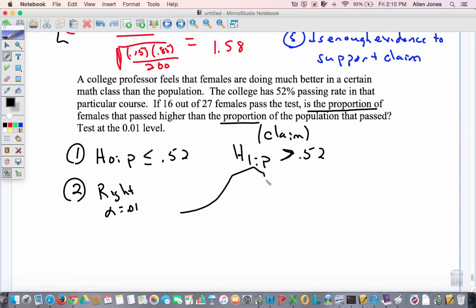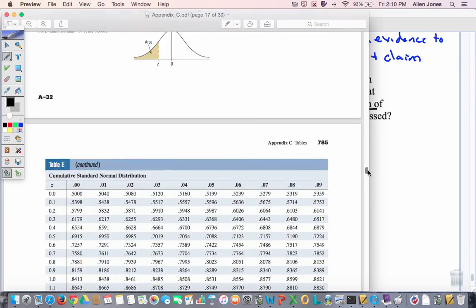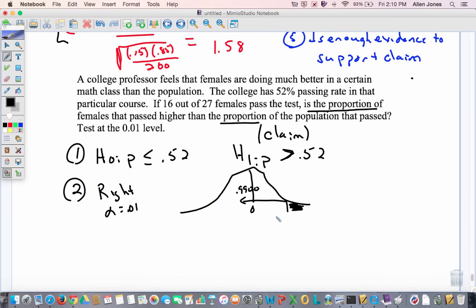Alpha is 0.01. So on our curve here, 0.01 is this shaded area out here, which means from here down is 0.9900. So we'll go to our table and find 0.9900. And that number closest to is 0.9901. That would be 2.33. So our critical value is 2.33.